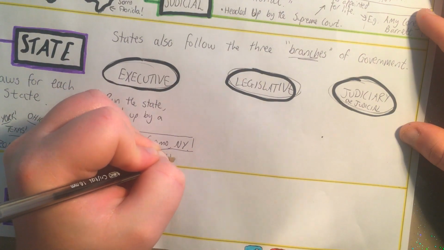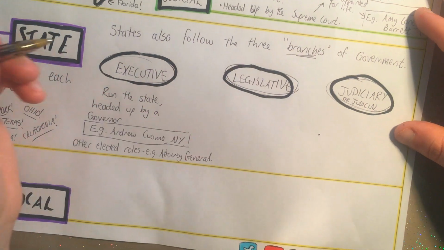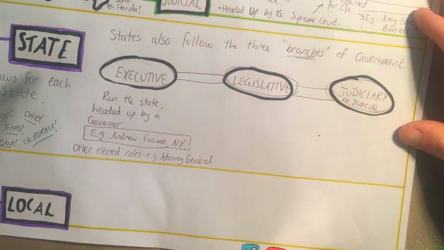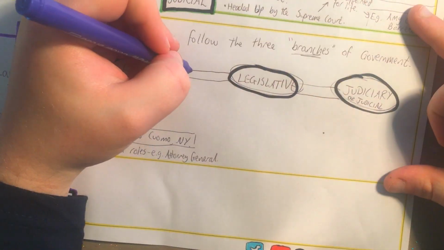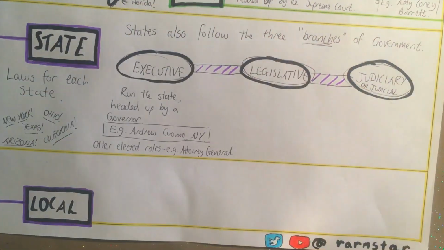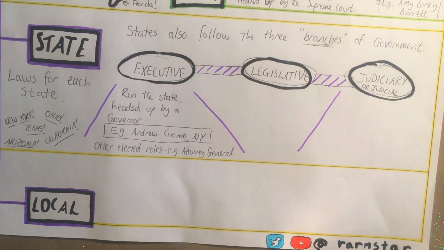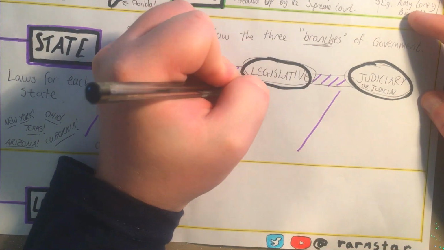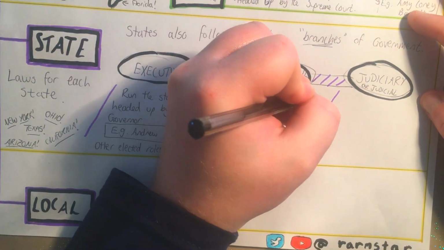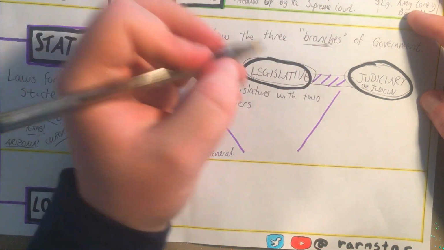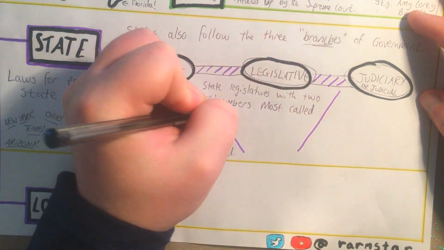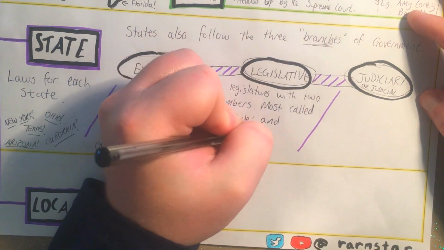Lots of others too. If we go to the legislative, each state has its own state legislature, which is normally divided into 2 chambers. Most of them call them the Senate and House of Representatives, just like at the federal level, but different states do give them different names. But they've got a similar process to the federal legislative, just done at state level.